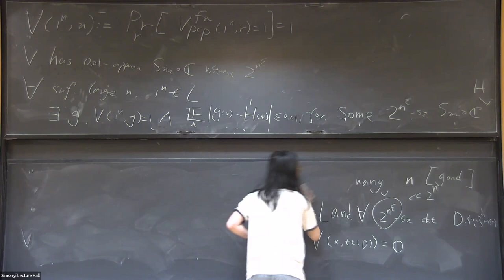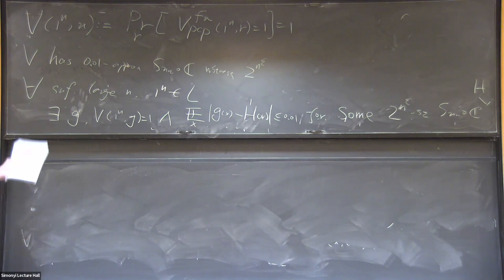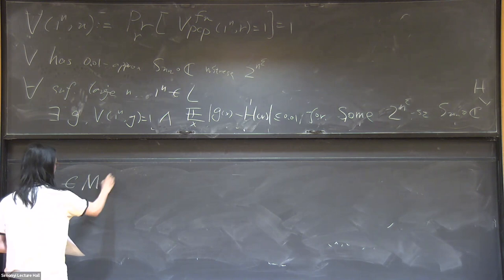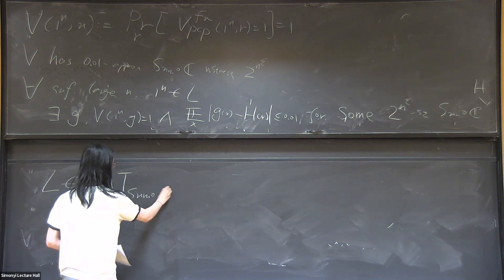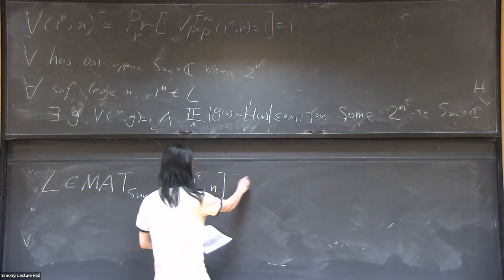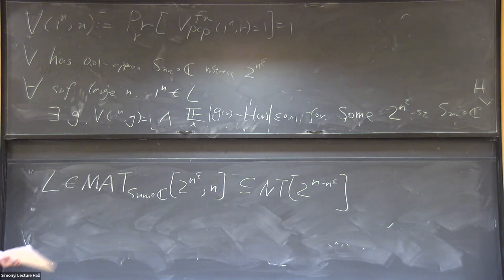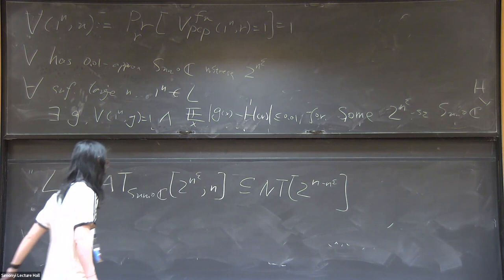So I will actually do the same thing as before, but I'm going to be very careful here. Assuming this, I want to show you that L is in MA time sum of C verifier 2 to the n to the epsilon 1 times n bits of randomness. And by our assumption, this is contained in non-deterministic 2 to the n minus n to the epsilon time. This is going to be a contradiction because L is assumed to be very hard. It's not in 2 to the n by n time, let alone this. This is our assumption.